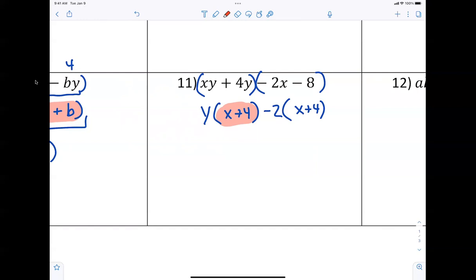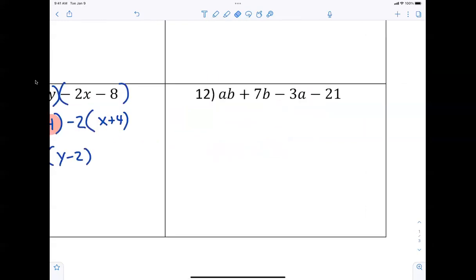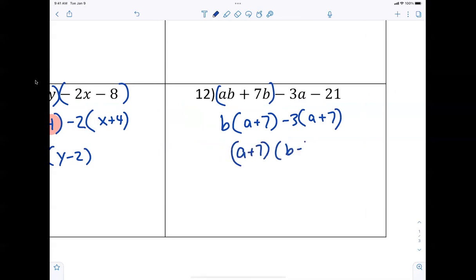All right. So now what's common again? X plus 4. What's left behind? Come on now, it's really simple. So let's take a look at number 12. What is common? B. What's left behind? What's common? So A plus 7. What's common? What's left behind? Wow, pretty impressive.